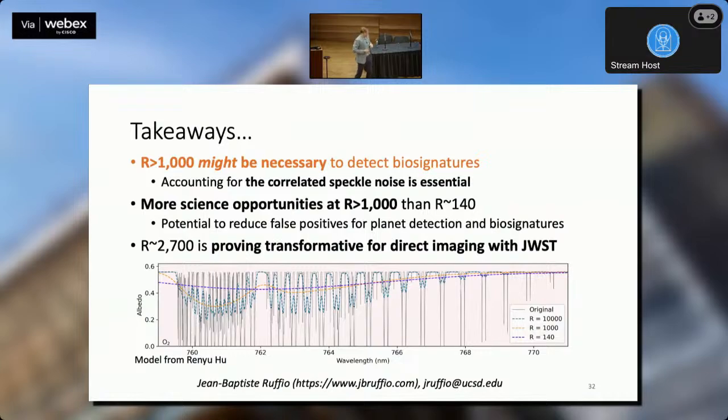So I'm going to end here on the takeaways. First bullet point, I think a moderate resolution spectrograph could not only be more optimal, but actually might be necessary, depending on the correlated noise. So we really need to hone in on what we expect the speckles to look like for HWO.